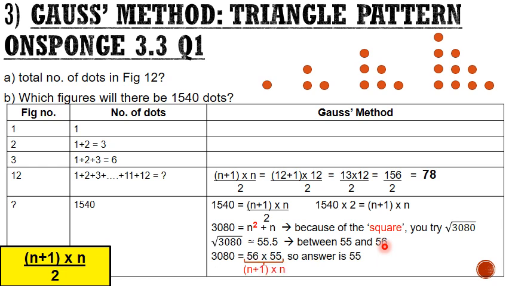So you try 55 times 56. Does it equal 3080? Yes, it does. So the answer will be 55 because this is equal to n plus 1 times n. 56 equals 55 plus 1. So the answer will be figure number 55.